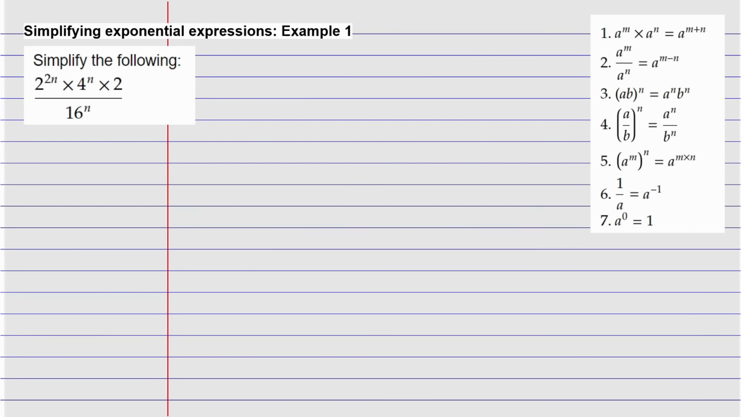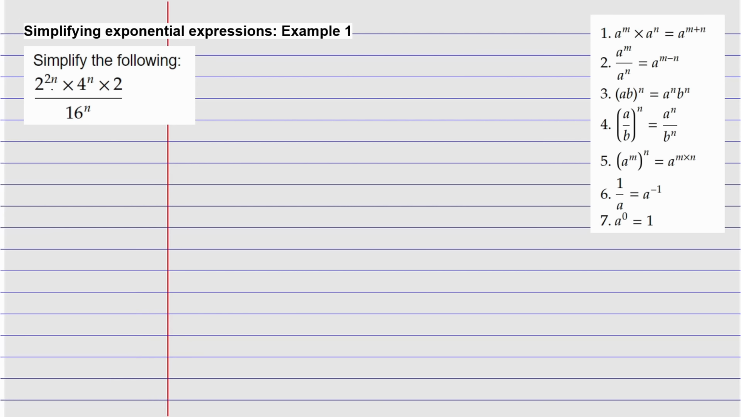So that's law number 7. Now what we're going to do is simplify exponential expressions. In simple terms, that means we're going to use our laws to simplify this expression into its simplest term, right? So let's do this first example. It gives us 2 to the power 2n.